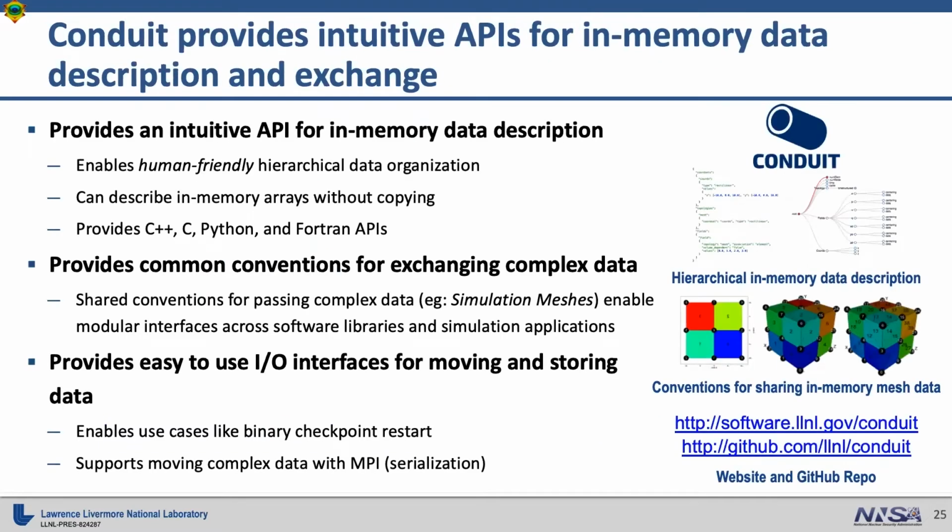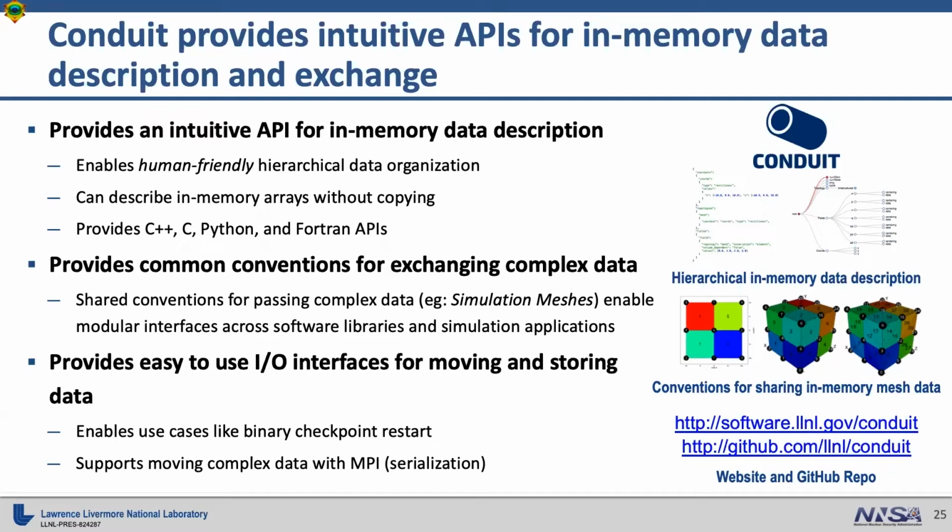So a little bit about Conduit, just so people have some context. As mentioned, it gives you an intuitive API for representing in-memory data. Really, it's a way to hierarchically organize arrays. That's probably the simplest way to think about it. Importantly, you can describe arrays without Conduit actually having to own them. It can own them, it can copy them in, but you can also tell it, hey, this is a pointer here. Think of it as giving it a name and information about how it's strided. Conduit provides C, C++, Python, and Fortran APIs.